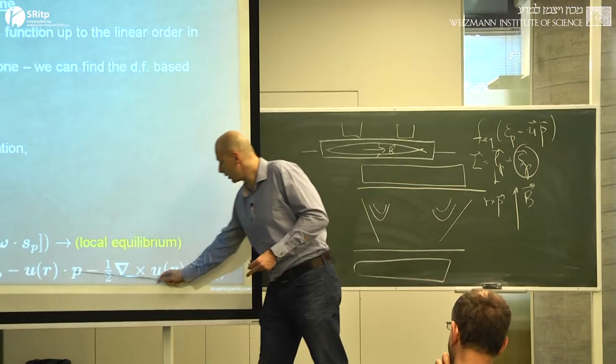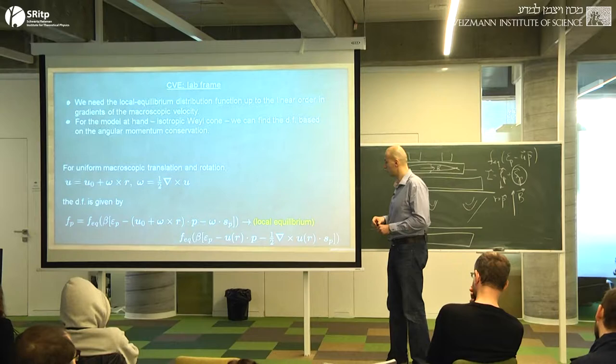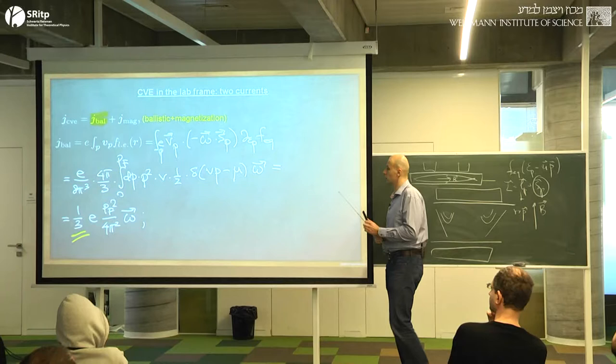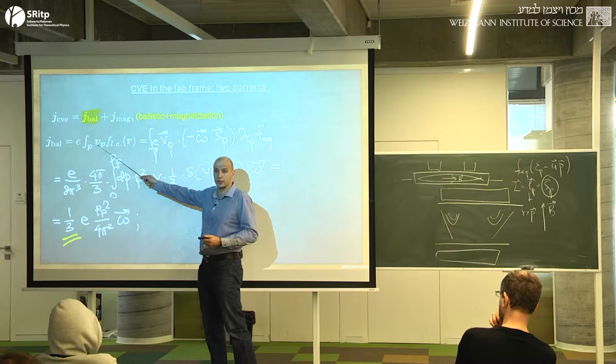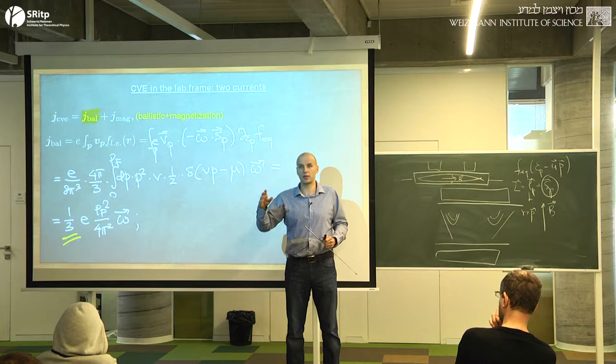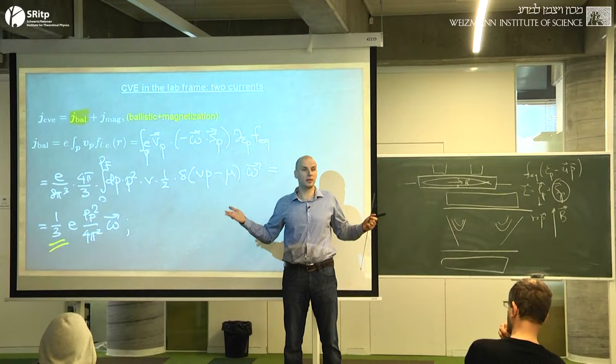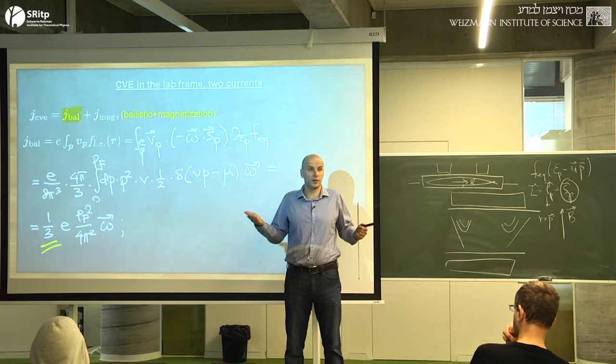What you do now is take it and calculate the current that corresponds to it. This current will have two contributions. First of all, you take the local equilibrium distribution function and multiply by the velocity of the carriers. Now remember, yesterday I sold you this stuff that there are many corrections to the velocity because of the external fields. There are no external fields here. We're in the lab frame. Nothing acts on this liquid, it just does whatever it wants to do. So the velocity is just the velocity of the particle, no correction.